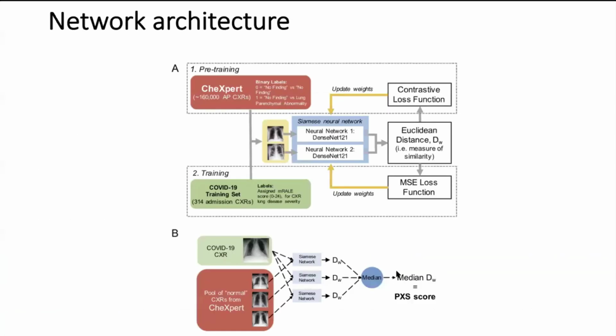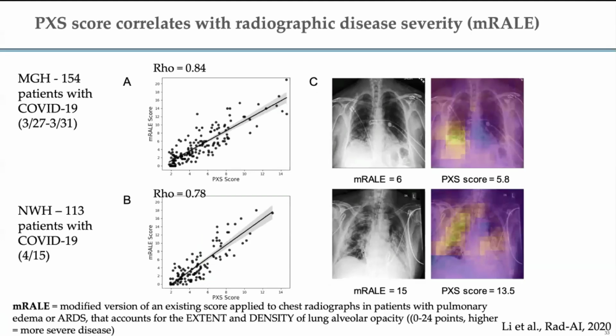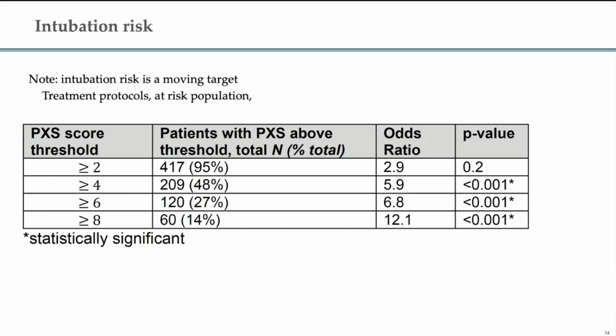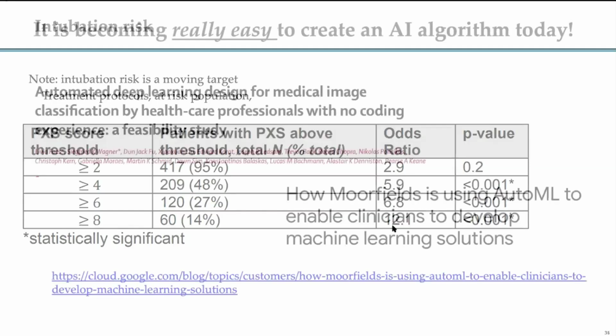And so with a similar network architecture, we are able to come up with a nice severity scale that allows us to then monitor and even do things like assessing who's at risk for intubation and so on. So based on our scale, we can see that if you have a pretty low score, your risk of intubation is much, much lower compared to more severe disease.